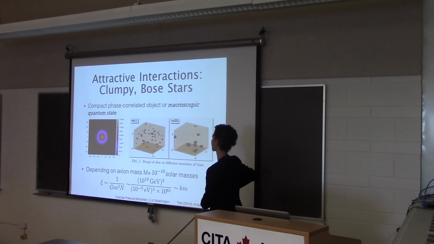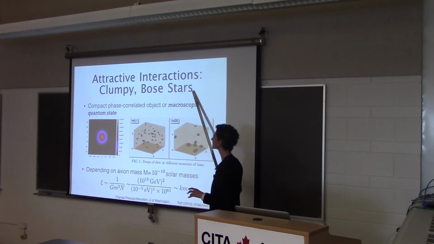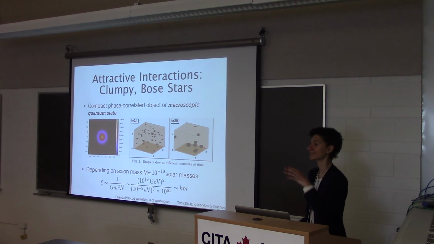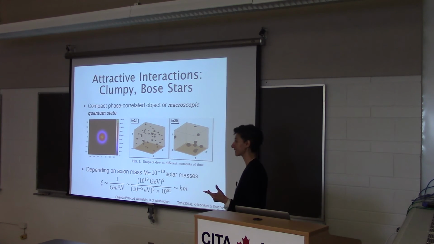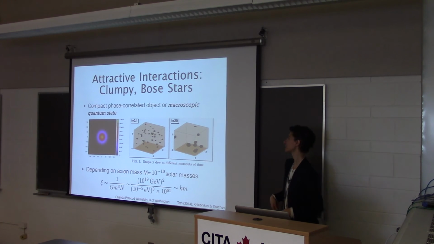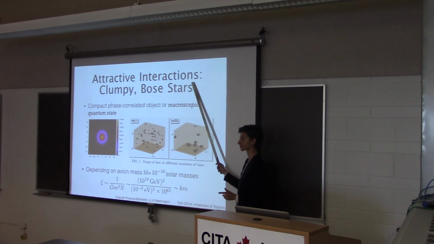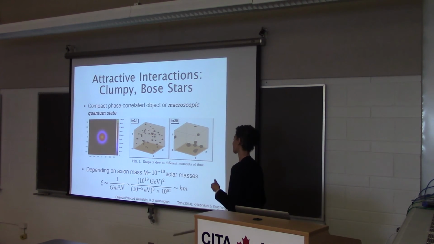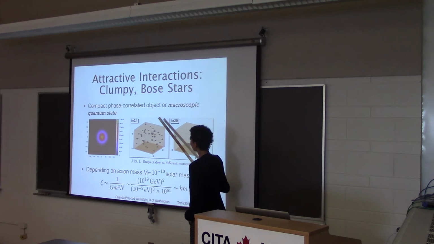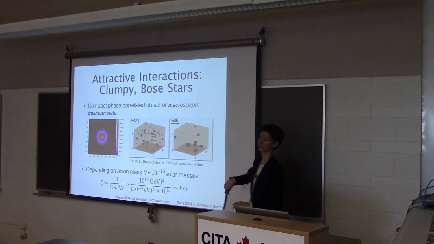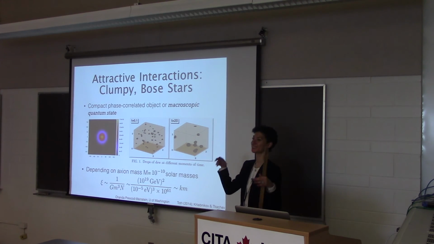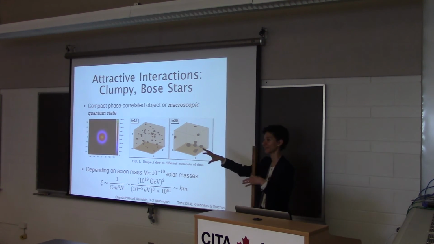Attractive interactions are going to give us clumpy things that have come to be known in the literature as Bose stars. This is a little bit of a misnomer because they don't radiate. They pretty much don't do anything that stars do. There's no nuclear reactions, nothing. Star just means clump of stuff, basically. So we could have called them Bose planets, I guess, or Bose asteroids would actually have been more appropriate. And these are compact phase correlated objects. These are macroscopic quantum states. It's pretty cool. You just think about macroscopic quantum states floating around in space.